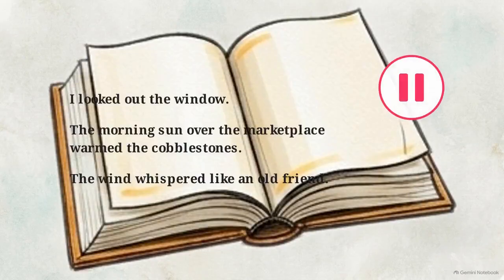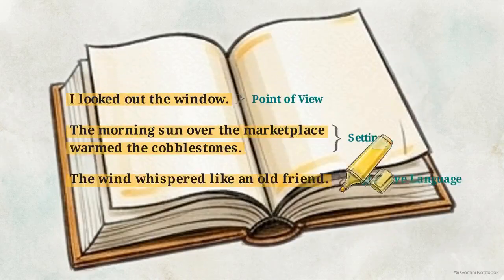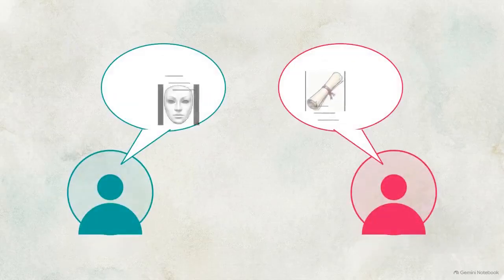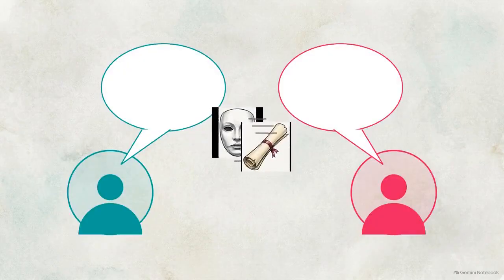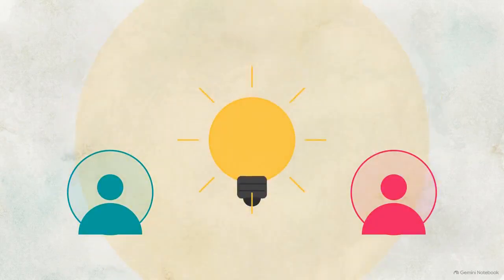Pause the video and read this new excerpt. Work with a partner to identify the point of view, the setting, and the figurative language. Press play to check your findings against the highlighted answers. Engaging in collaborative discussion and peer teaching forces you to articulate these abstract concepts, which is the most effective way to solidify your personal understanding.